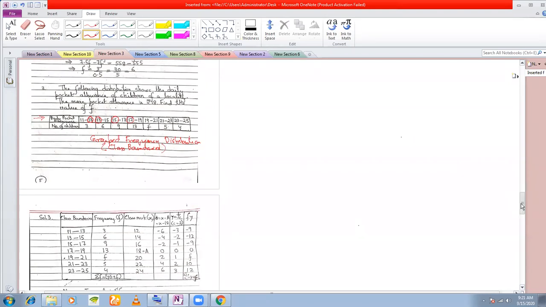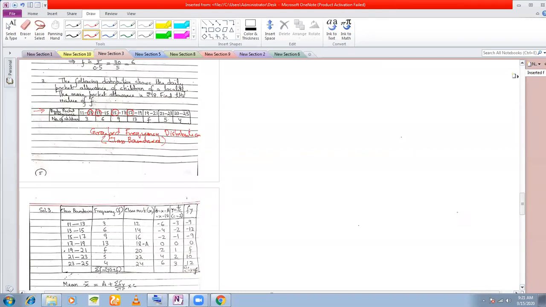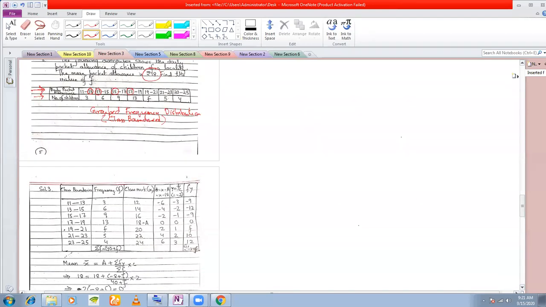So the first thing here is you must see what mean is given. The mean here is the mean pocket allowance. Obviously we will be calculating the mean of these class intervals, and this is our frequency. So we'll make the first column for class boundaries, 11 to 13, 13 to 15, and so on. The second column will be for your frequencies.